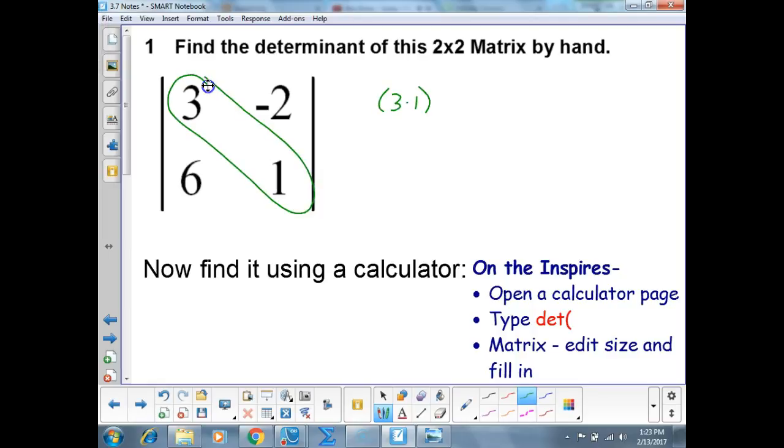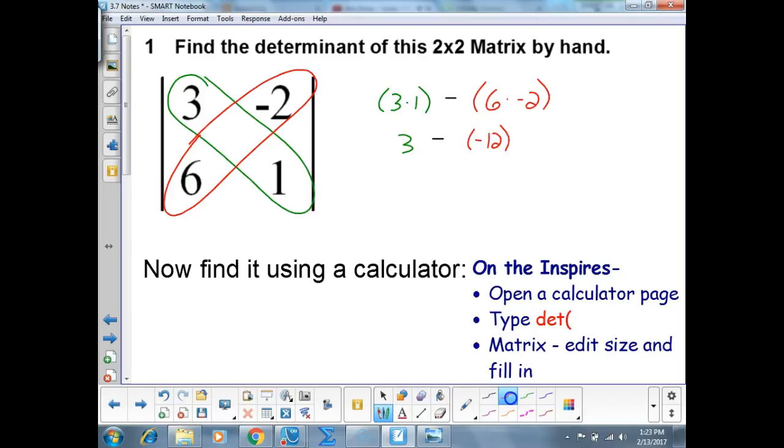There it is. Wiggity, wiggity, wiggity, whack. I get 15.